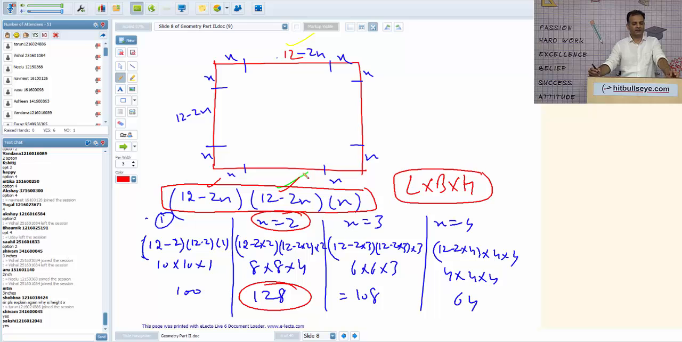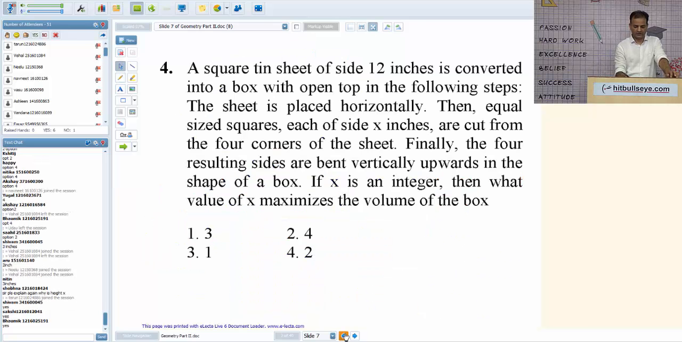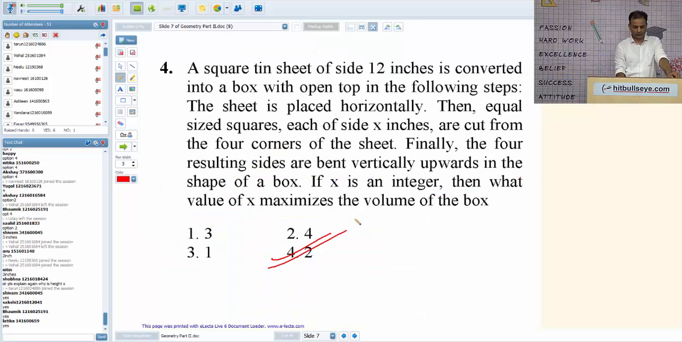Most of the students have come with the option here. Option 4 is the answer. Now move to the next question.